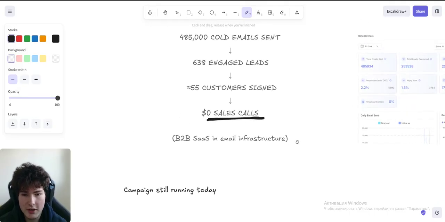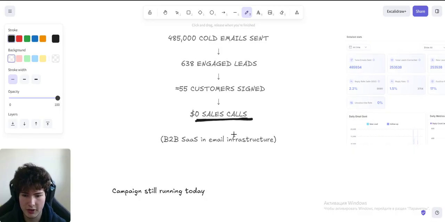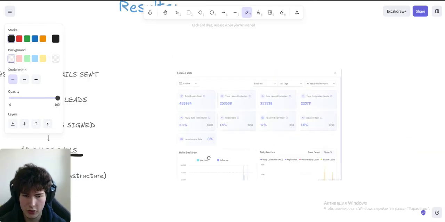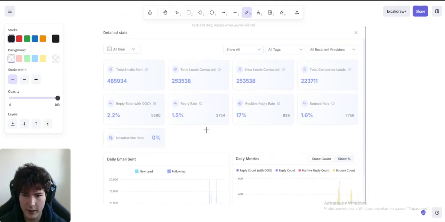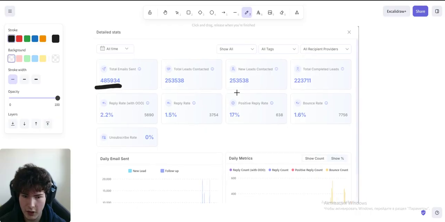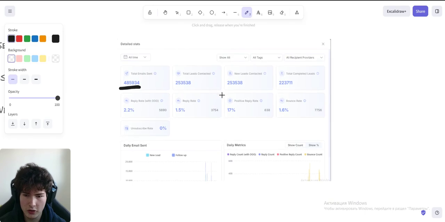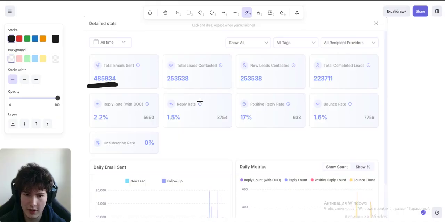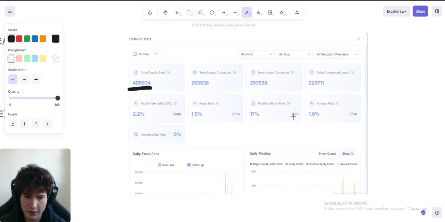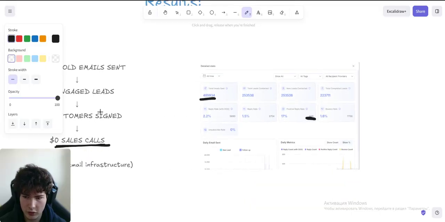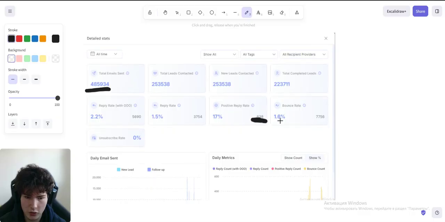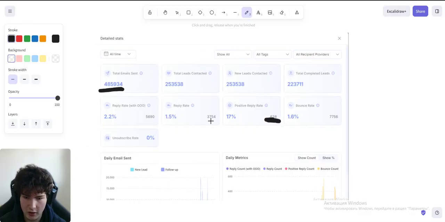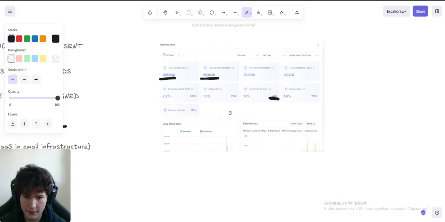So yeah, and probably at this point it's even more cold emails because campaigns are still running today, which is also pretty important. Here is the Extra Plus Swipe dashboard. I took the screenshot 1 week ago, so I think it's even more right now because we are sending 4 to 5k emails per day. And here you can see total positive replies, exactly what I mentioned, 638, bounce rates, which is pretty good, under 2%, total reply rate, and total leads contacted as well in 4 months.